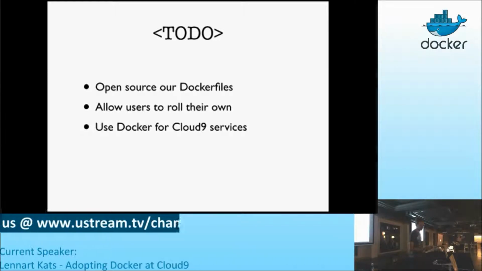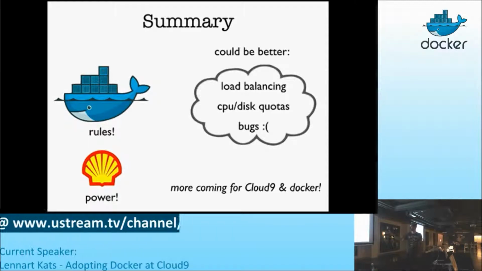Okay, so to summarize my talk, Docker rules. Shell is very powerful. Some things could be better in Docker. Load balancing, we've seen lots of problems. Didn't get into CPU and disk quotas, but there's lots of issues there. Also, with plain Docker, if one user does a fork bomb in one container, it will take down the whole host. So we have a lot of kernel patches for that kind of stuff, and Docker should be doing that.